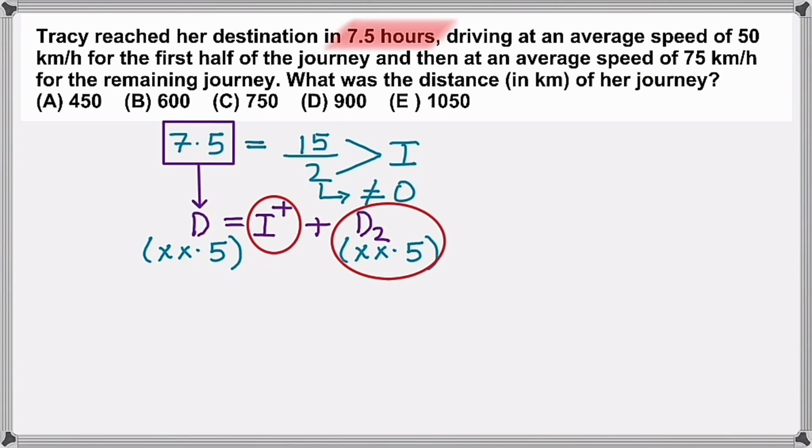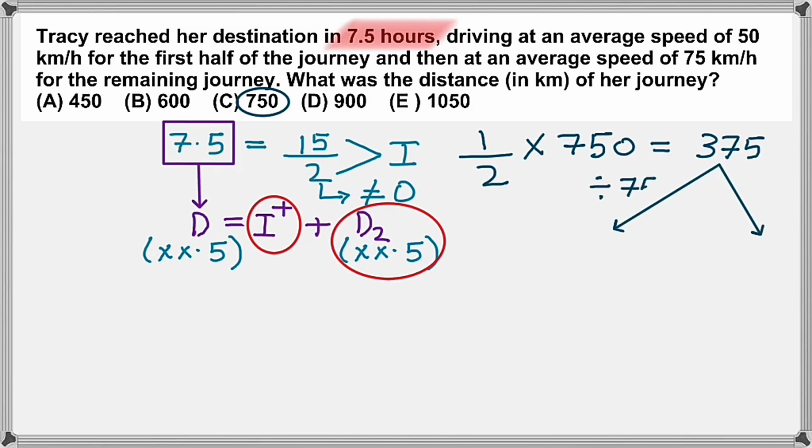What answer choice would you want to check first? Let's pick an option the value of which lies somewhere in the middle of the given options. So, let's start with 750. Half of 750 is 375 and 75, which is the speed at which she drives for the second half of the journey, divides 375 completely and we get 5 as quotient. 75 times 5 is 375. So we got one positive integer, that is 5.